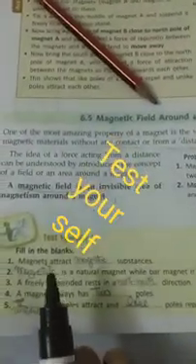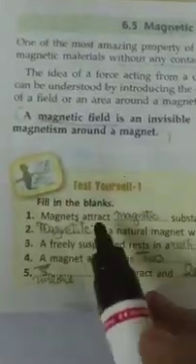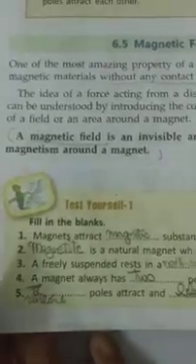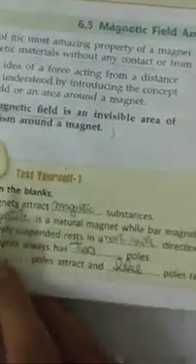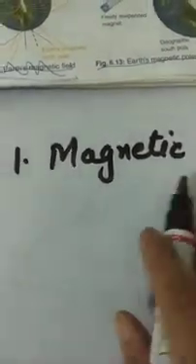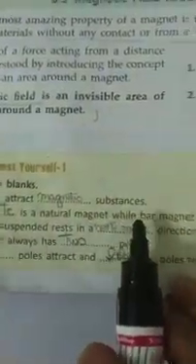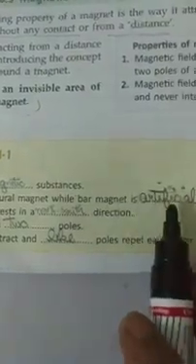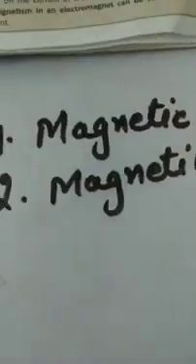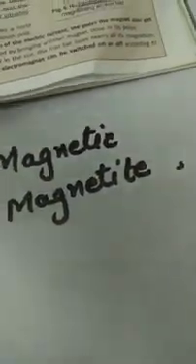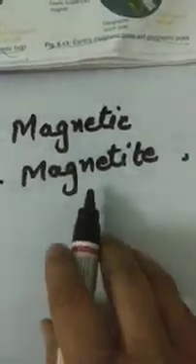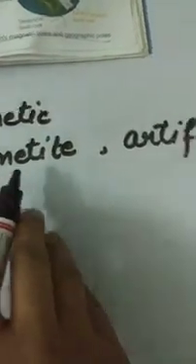Test yourself on page number 78. Magnets attract dash substances. Which substance? Magnetic substances. Dash is a natural magnet while a bar magnet is dash. Magnetite is a natural magnet while a bar magnet is an artificial magnet.